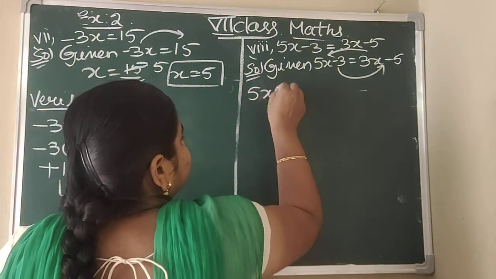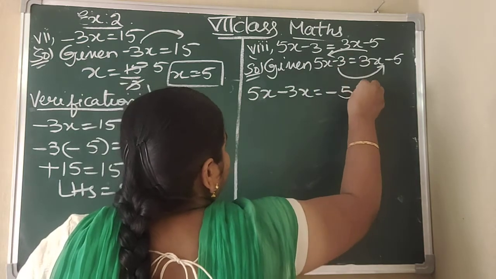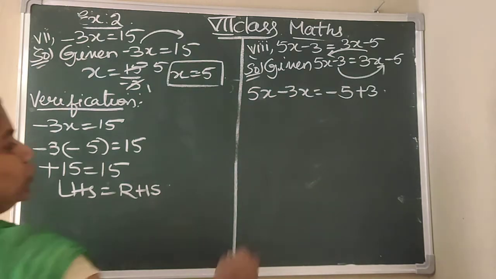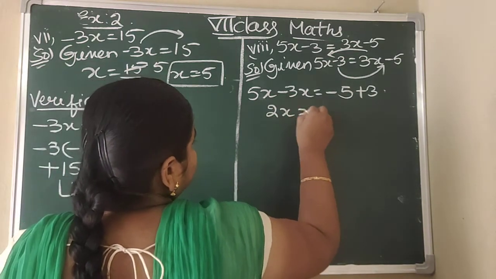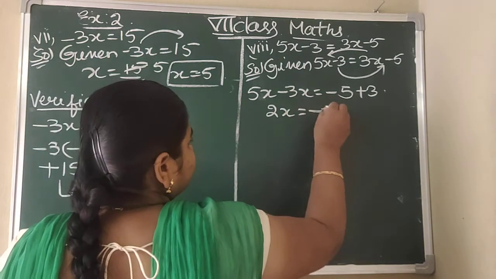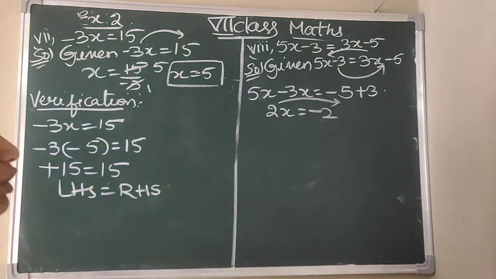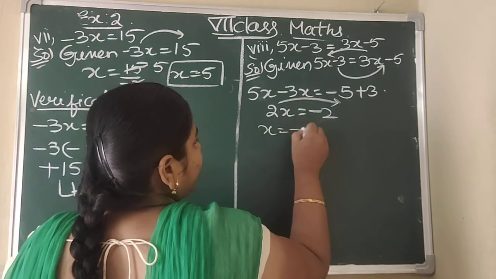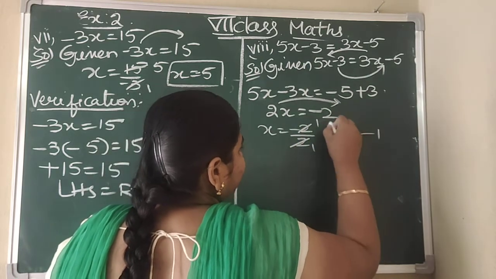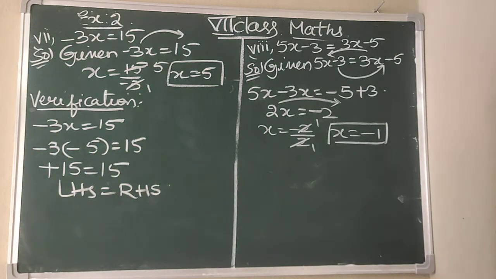So 5x minus 3x is equal to minus 5 plus 3. Okay. So 5x minus 3x is how much? 2x. So 2x is equal to minus 5 plus 3, which is minus 2. Transpose this 2 to the other side, and that will be converted to division. So x is equal to minus 2 by 2. 2 ones are 2. So the x value we got is minus 1. Now we have to check the verification.